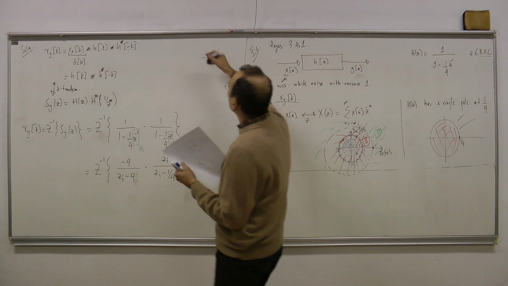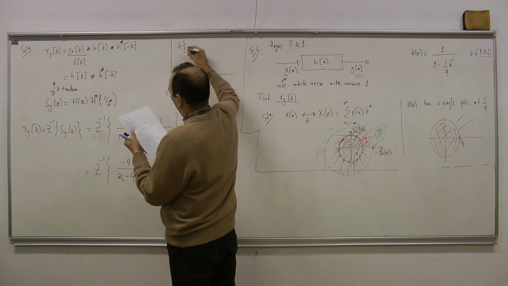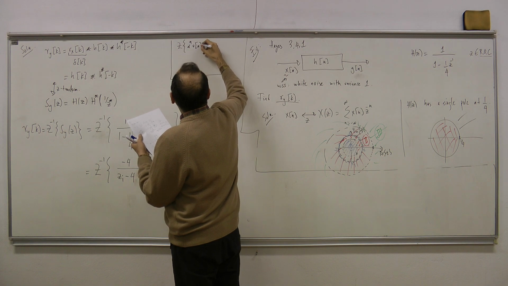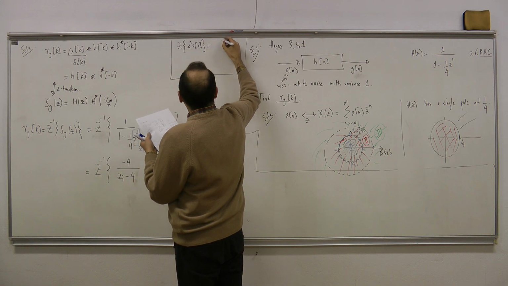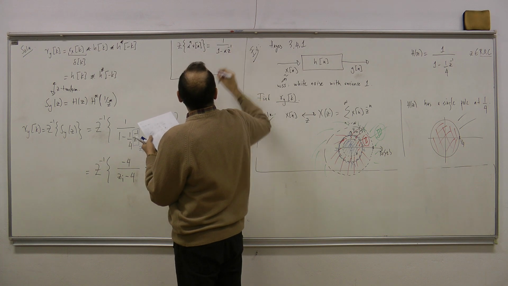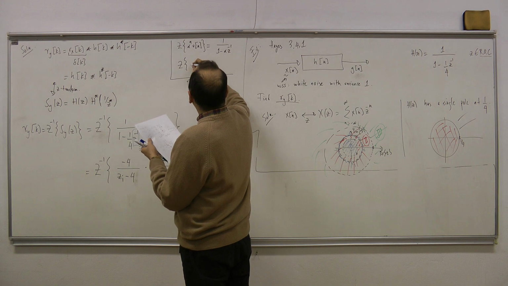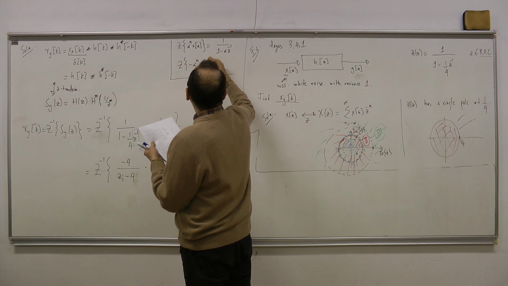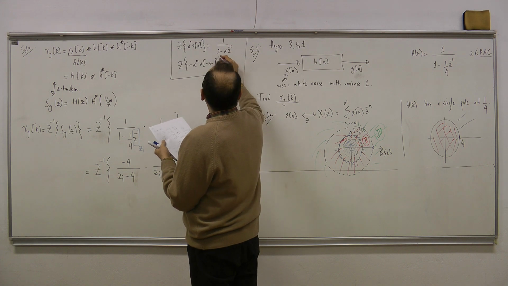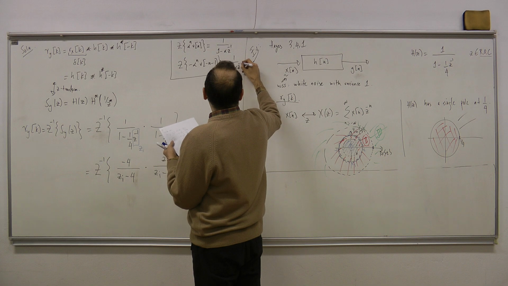I have some Z transform pairs that I want to use. The Z transform of alpha^n u[n], this is the causal part, is 1 over 1 minus alpha z inverse. And this is also the Z transform of minus alpha^n u[-n-1], which is also equal to 1 over 1 minus alpha z inverse.